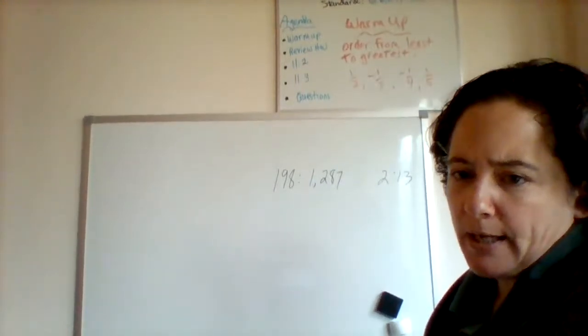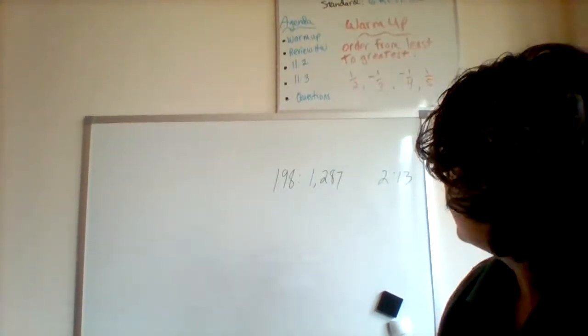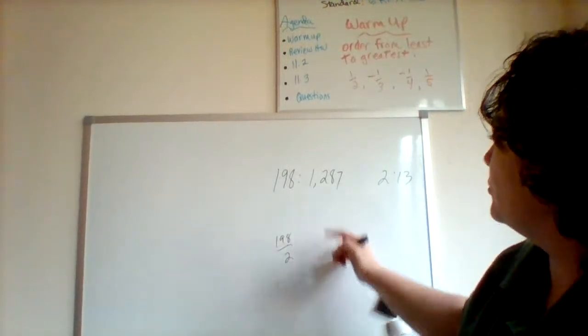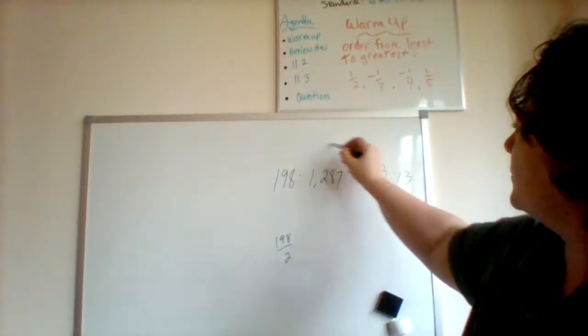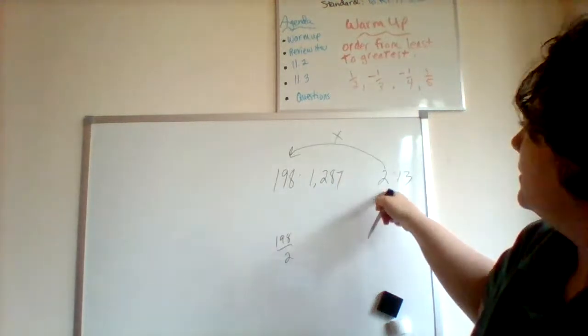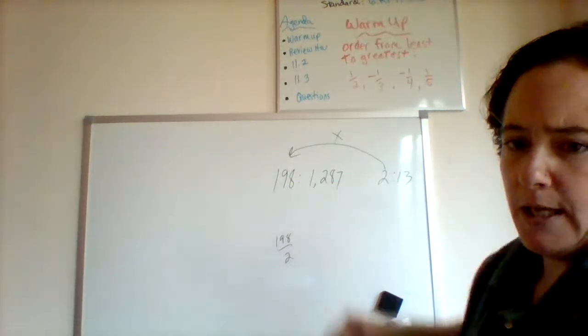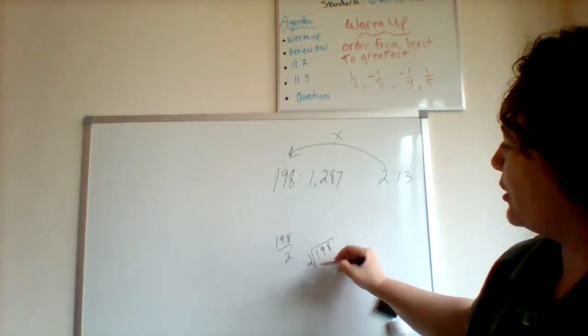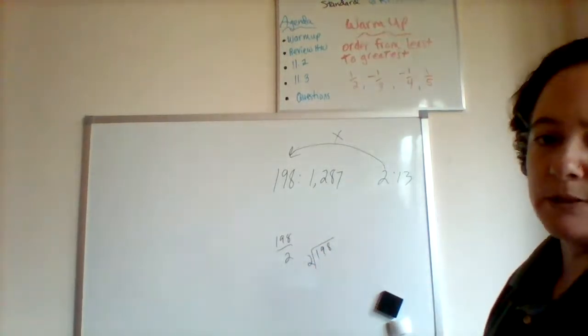Taylor, the way I got 99, I just did 198 divided by 2 because I want to know what I can multiply that by to get to 198. So if you guys want, you can use your calculator, but you could also do long division.